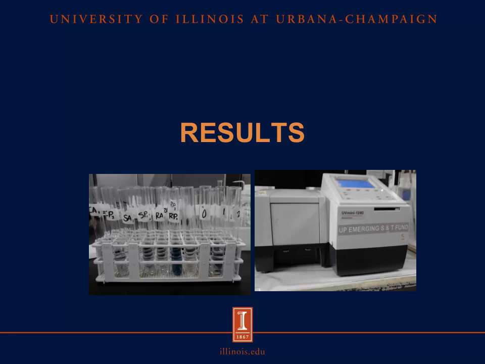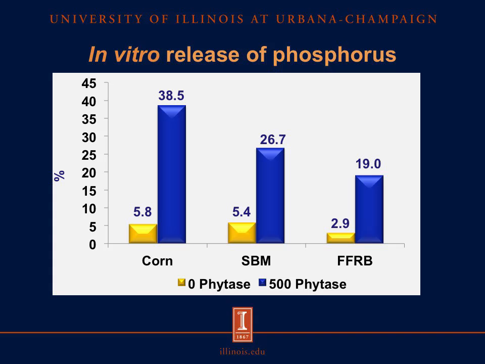Let us now move on with the results of the assay. This graph shows the in vitro release of phosphorus in corn, soybean meal, and full-fat rice bran without phytase, as presented in yellow bars, and with phytase, as presented in blue bars. The amount of phosphorus in the succinate buffer was equated as the total tract digestible phosphorus, as succinate buffer contained the phosphorus released during peptic and pancreatic digestion, simulating the phosphorus digestion absorption in the stomach and small intestine, and without endogenous secretion of phosphorus or basal endogenous phosphorus losses.